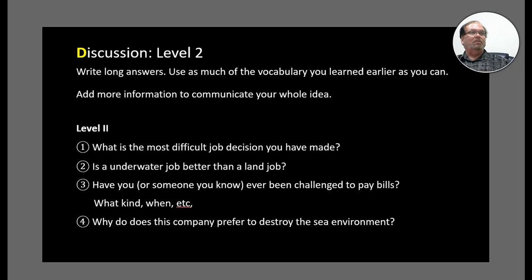In level 2, write long answers. It's the same as before. Add information. What is the most difficult job decision you have made? Now this is about you. And mining is a job. Fisherman is a job. So this is just about you. And what job decision have you made? Maybe you have made a part-time decision. Maybe you decided to stop working. Maybe you decided what is the most difficult. 1 plus 3 plus 2 plus 1. Okay?